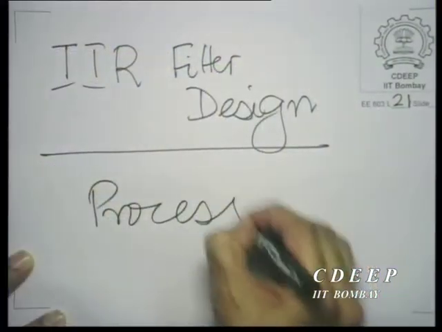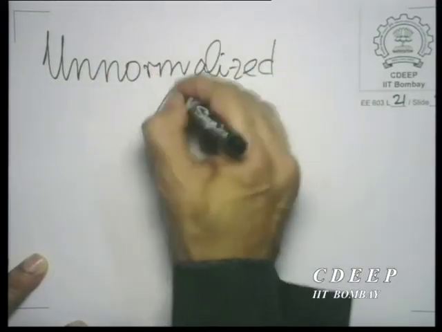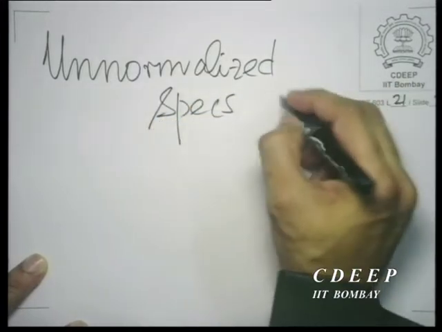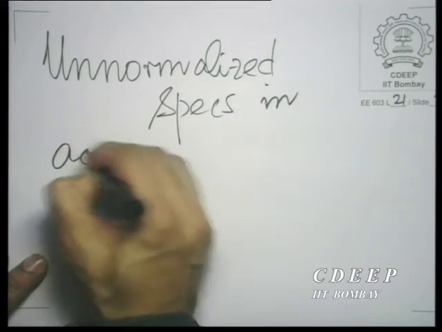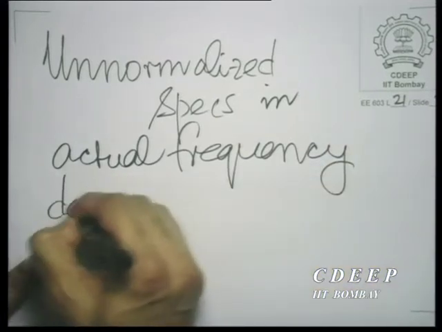We need to recapitulate a few ideas before we proceed to a specific kind of design. We have agreed that for IIR filter design, we shall follow the following process. We would first identify what are called the unnormalized specifications. Those would be given to us. These would be in the actual frequency domain, that is in terms of hertz, kilohertz, whatever.